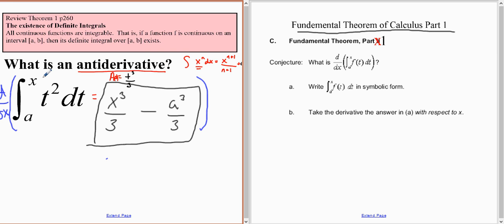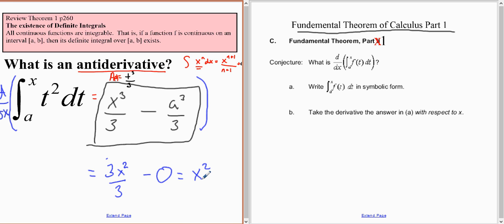Well, this side is kind of hard to do because that's what we're trying to figure out. But over here, we can find the derivative. So we'll take the derivative of x cubed over 3, which is going to give us 3x squared over 3 minus, well, a is a constant, so a cubed over 3 is going to be 0. That's the derivative of that. This can be simplified to x squared. So the derivative of the integral, which is actually the derivative of this, is equal to x squared.